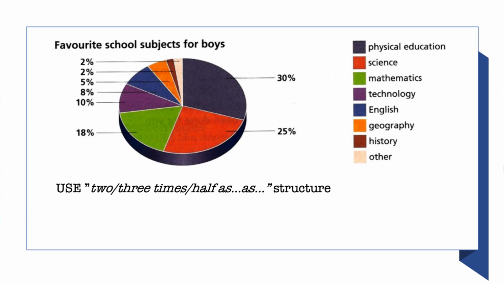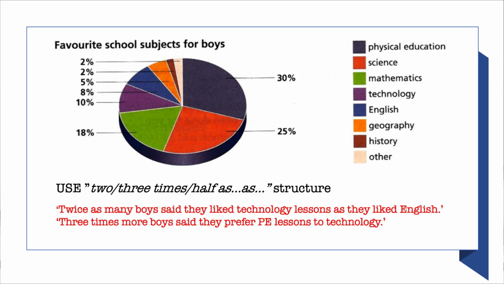Now, structure number 2. Again, pause the video and try to come up with a few sentences of your own. So, we could say something like this. Twice as many boys said they liked technology lessons as they liked English. Or, 3 times more boys said they prefer PE lessons to technology.